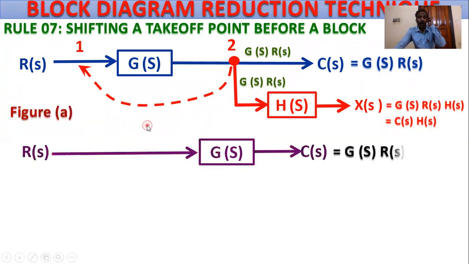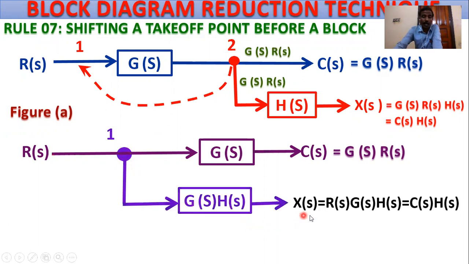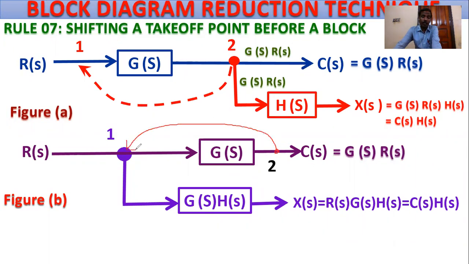Then after shifting, this is G(s) into R(s). This is the position 1 takeoff point, and the path G(s) into H(s), because X(s) equals what? X(s) equals G(s) into H(s) whole into R(s). This is our target, G(s) R(s) H(s), which is equivalent to C(s) H(s). So this is figure B, shifting of the takeoff point before a block, from this position to this position.